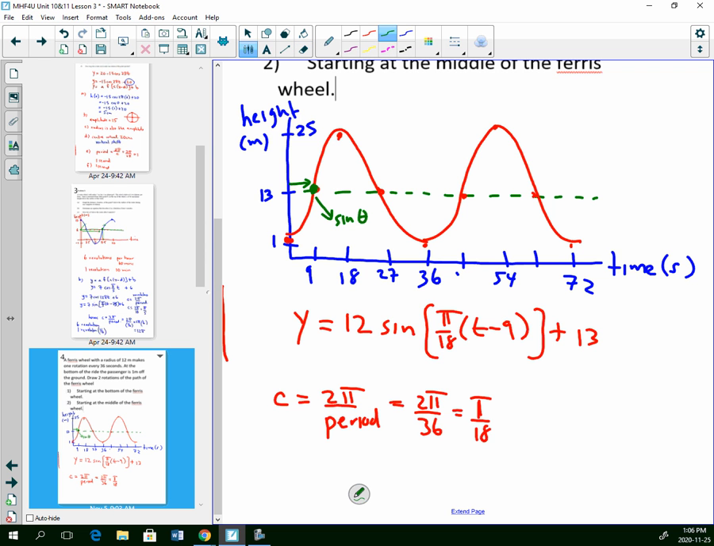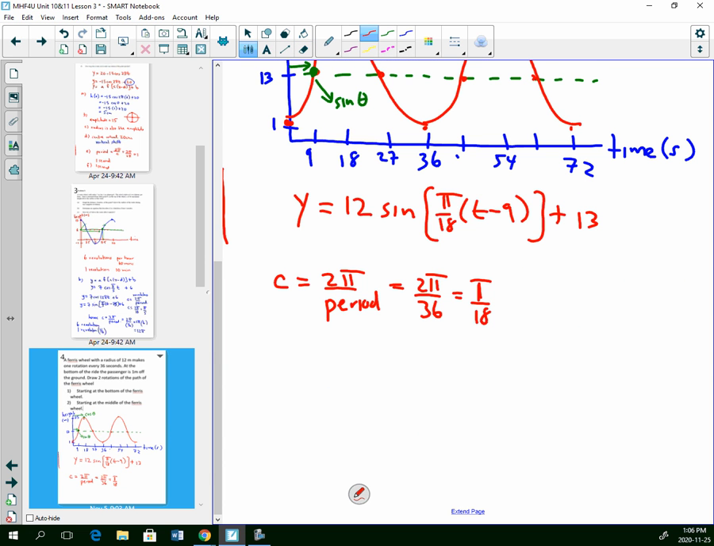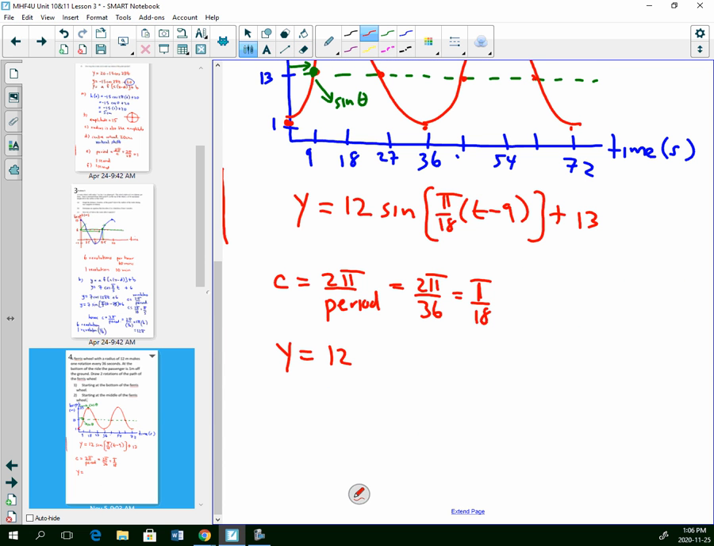If I were doing cosine, cosine starts at the top. So that's shifted to the right 18 seconds. So if I were doing cosine, everything would stay the same except the horizontal shift is now to the right 9 seconds. Okay, so that would be in terms of cosine.